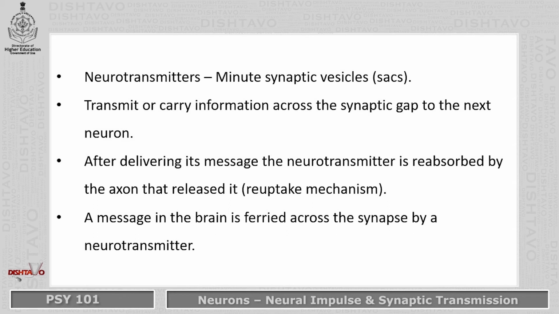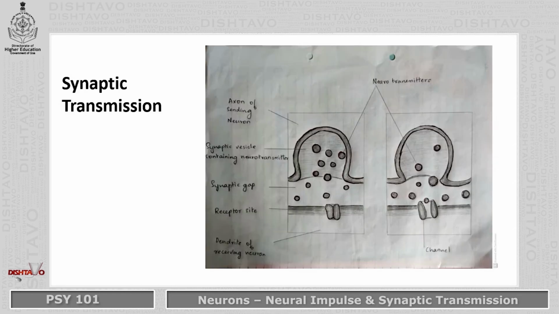After delivering its message, the neurotransmitter is reabsorbed by the axon that released it. This process is called the reuptake mechanism. A message in the brain is ferried across the synapse by a neurotransmitter. Take a look at this image. It will make it a lot more clear.